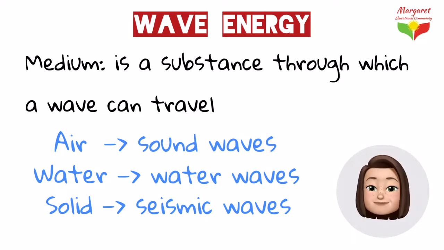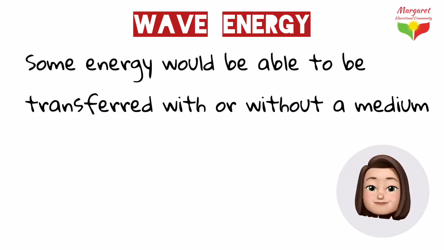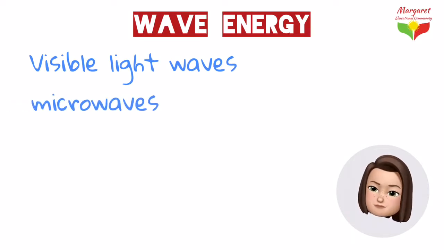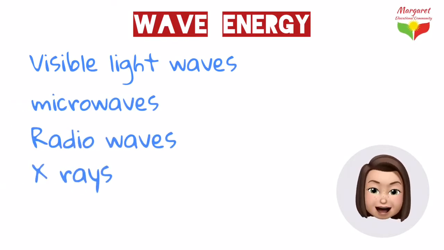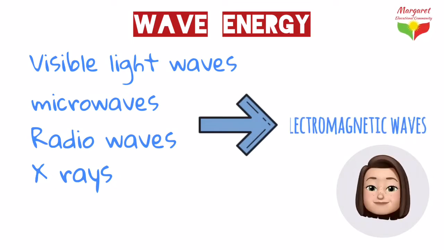However, we have other waves that do not require a medium. They can transfer energy through a medium or without a medium. For example, visible light waves, microwaves, radio waves, and X-rays are examples of waves that can transfer energy without going through a medium. They are called electromagnetic waves. Electromagnetic waves do not need a medium, but they also can go through matter. We don't have any problem with that.